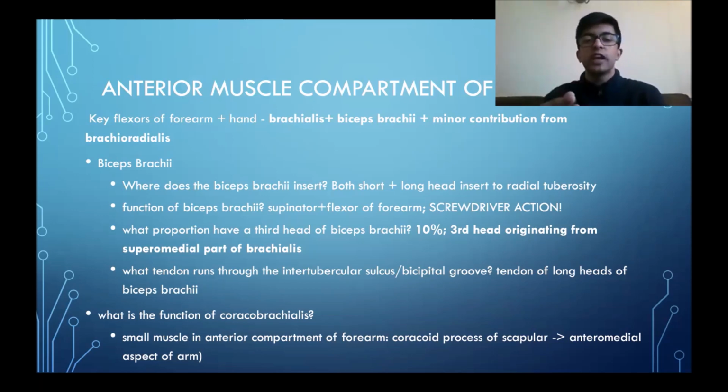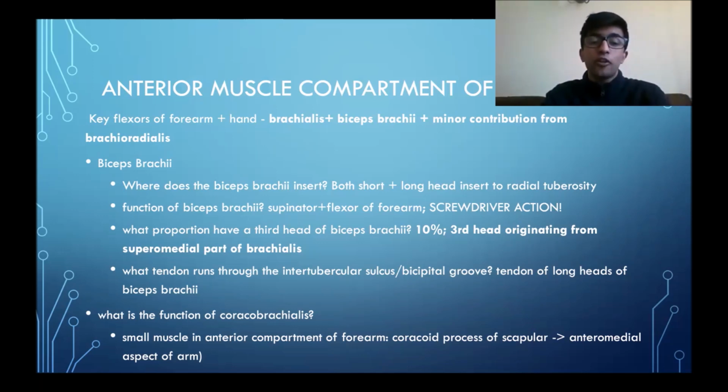You have tendons running through the intertubercular sulcus, the bicipital groove. So intertubercular sulcus: you have two tubercles on your humerus, and between them, intertubercular, you have a sulcus, which is a groove. It's also known as the bicipital groove. Why? Because the long head of biceps brachii goes through that bicipital groove. You should know it's the long head that goes through the intertubercular sulcus, because I've been asked that so many times by my anatomy teacher. I don't know why, but just remember that fact.